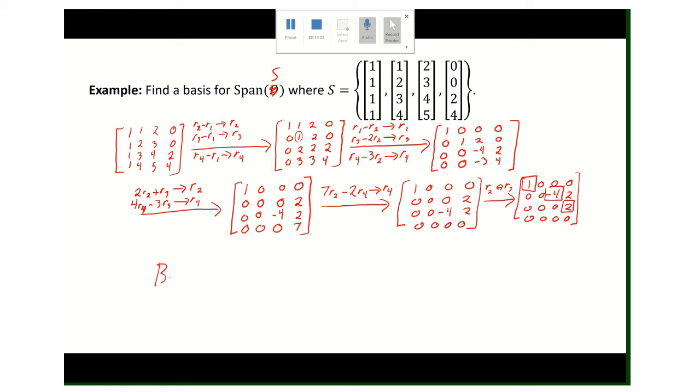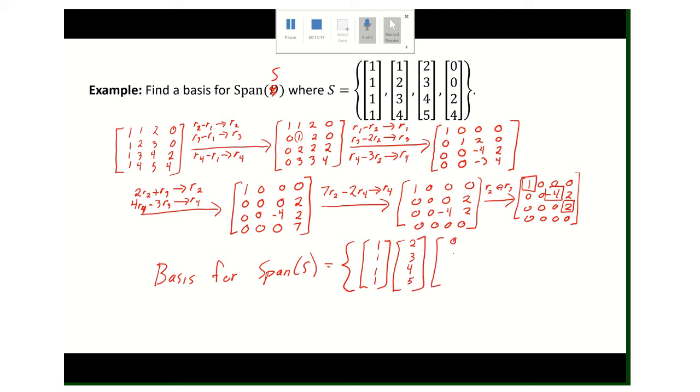So my basis for the span of S is columns 1, 3, and 4: 1, 1, 1, 1, 2, 3, 4, 5, and 0, 0, 2, and 4.